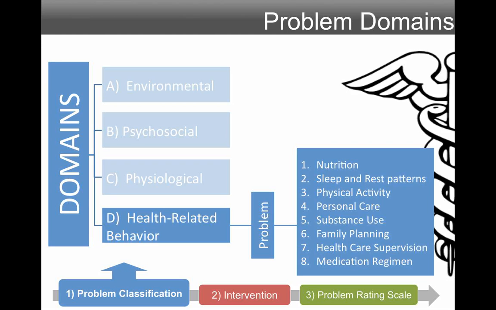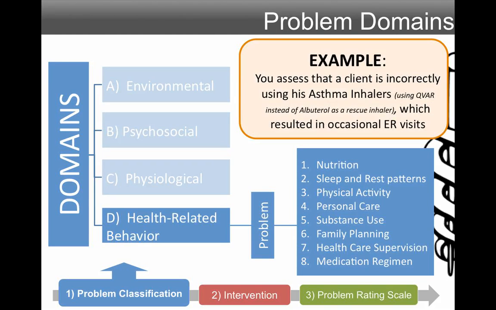Let's have an example that you may have come across. So during your home visit, you assess a client that's incorrectly using his asthma inhalers, like using Qvar instead of albuterol for a rescue inhaler. This has led to occasional ER visits. Now for this one specific problem of the client using incorrect inhalers, the specific problem you would select is his medication regimen under the health-related behavior domain.